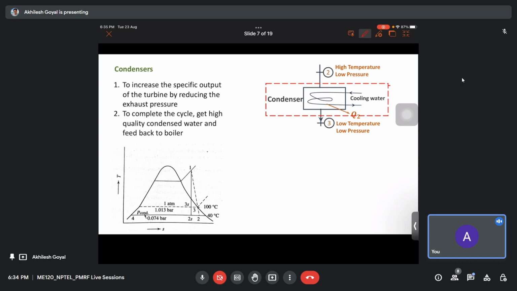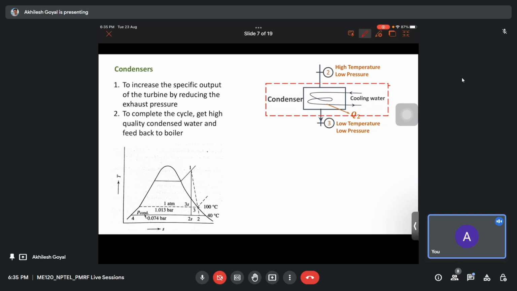Why don't we reject the steam coming out from the turbine and feed fresh water through the pump to the boiler? The first reason is we need to complete a cycle. From the second law of thermodynamics, we know that to get a net output, there should be two temperature bodies, a hot body and a cold body. Between these two bodies, a cycle should work to get a net work output.